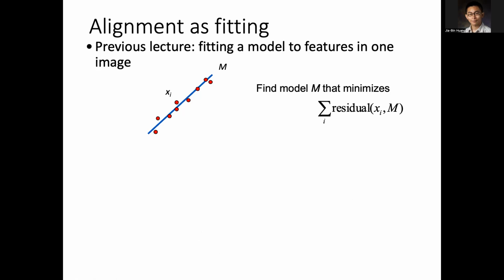In the previous lecture, we talked about fitting. I have a model, maybe the model is a line, a curve, a sphere, or some other parametric model. The problem of fitting is that I want to find the model such that the difference between the model and the prediction of the data is as small as possible. So what is alignment here? Alignment is very similar.